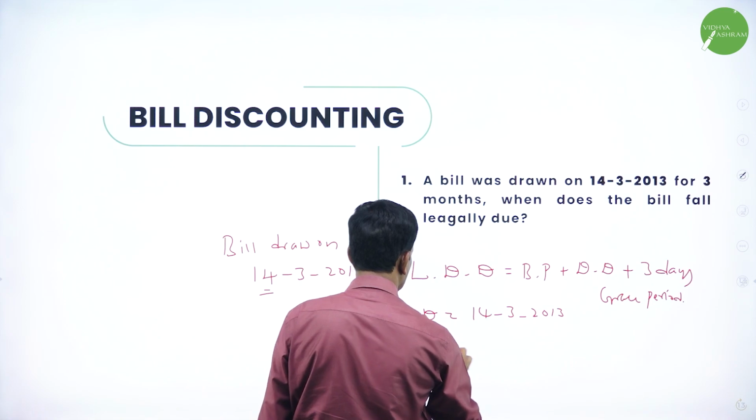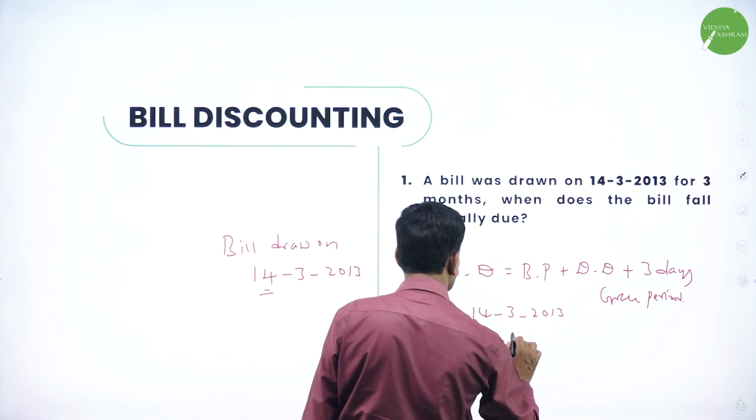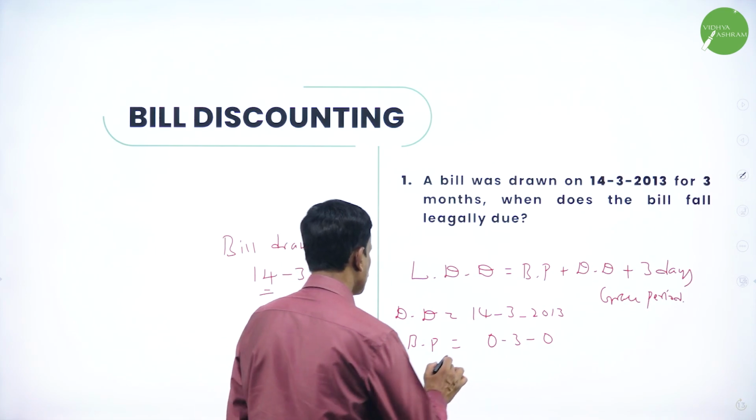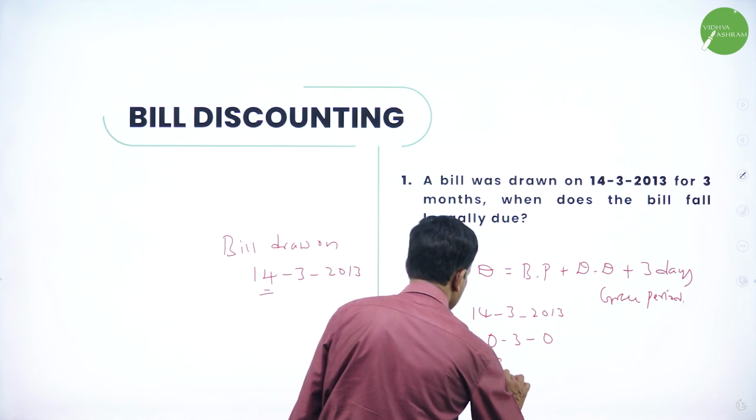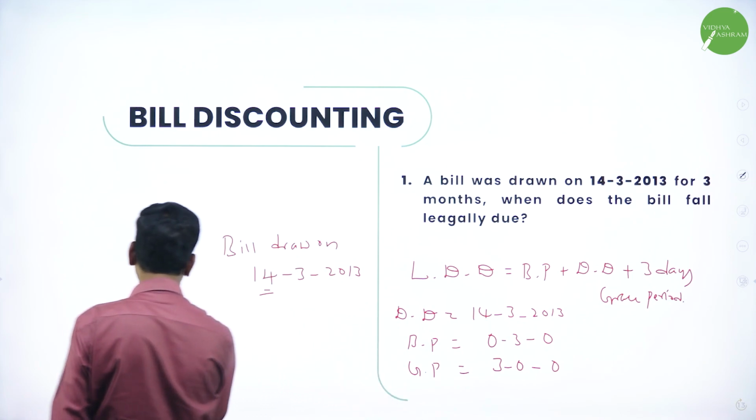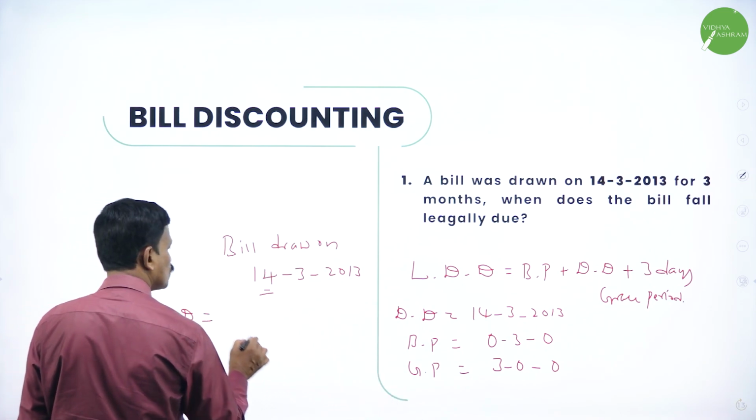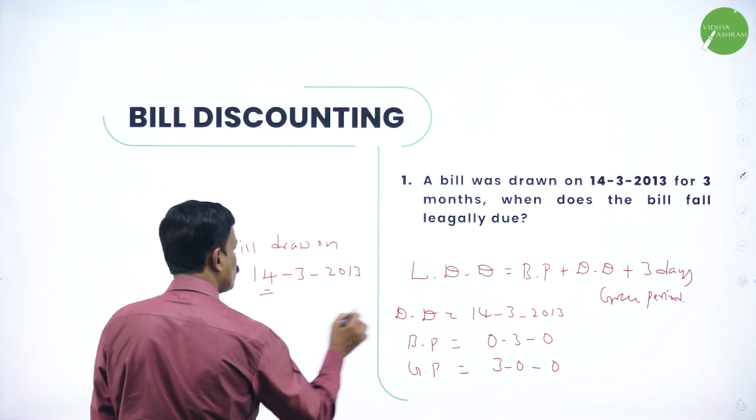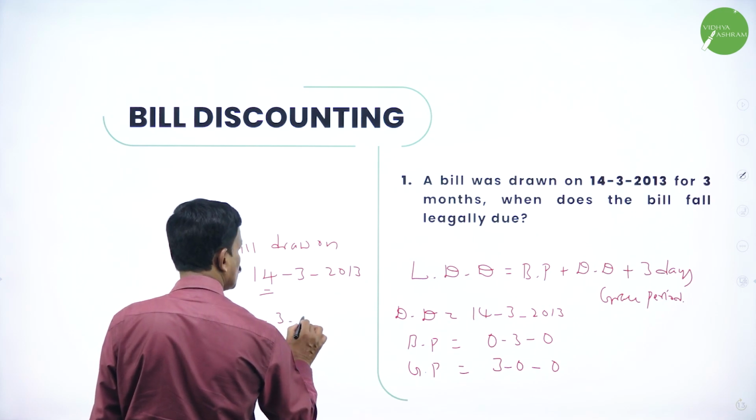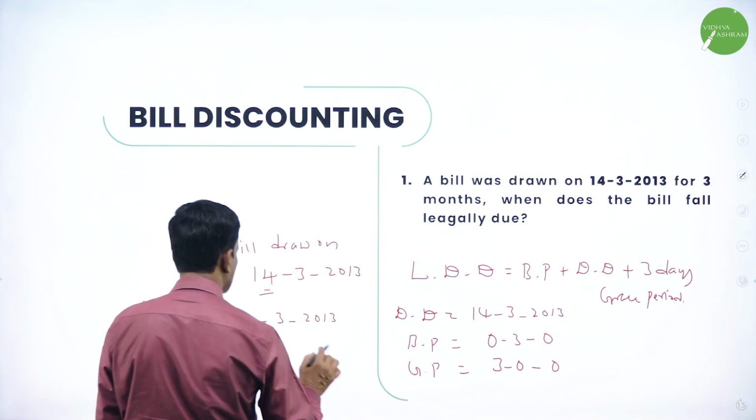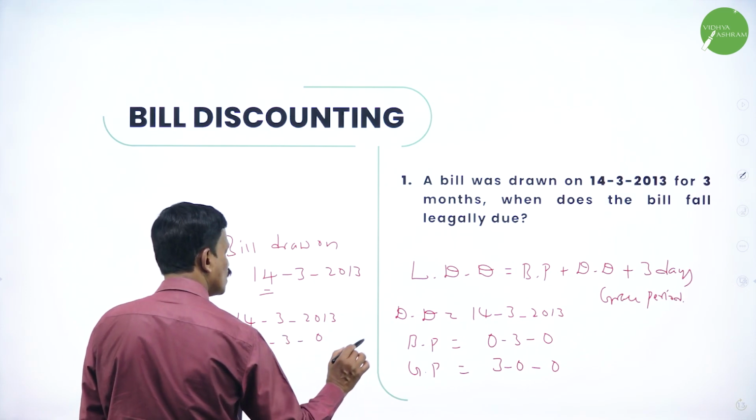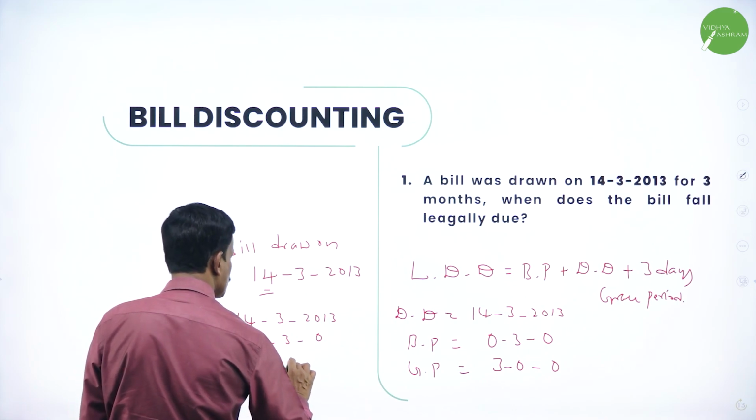Bill period is equal to 0/3/0. Bill period for 3 months, right? And then the grace period is, for how many days? 3 days: 3/0/0. Add these together. So what will we get? Therefore, the legally due date is equal to, just write down the drawn date, that is 14/3/2013, and the bill period is 0/3/0, and the grace period is 3/0/0.